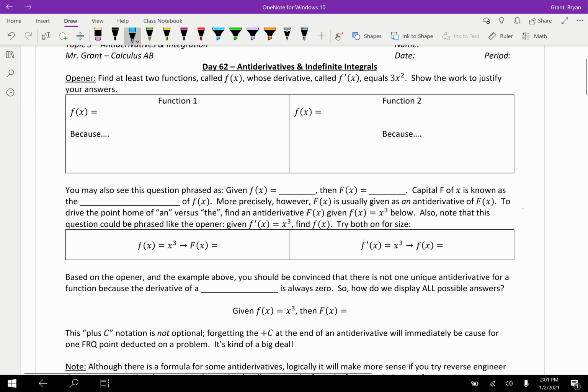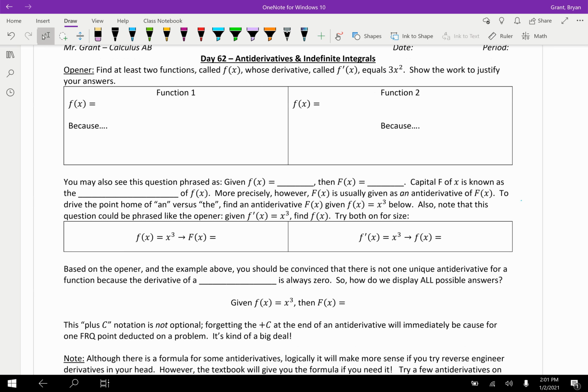We're going to find, or you're going to find, two functions called f of x, whose derivative, f prime of x, equals 3x squared. So that means when you take the derivative of whatever this function is, your derivative better be equal to 3x squared. And it's asking you to find two different functions whose derivative equals 3x squared. Maybe they're two different functions, maybe there aren't, but go ahead, pause this video for about 30 seconds, see if you can figure out functions where when you take the derivative the answer is 3x squared, and then unpause and we'll chat.